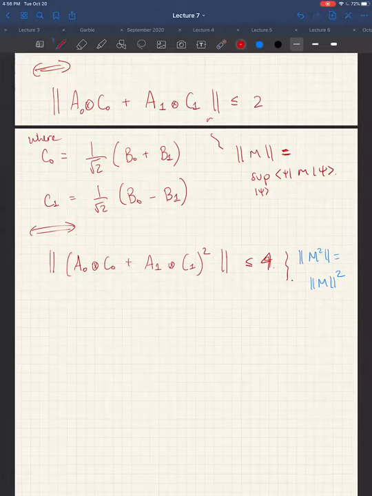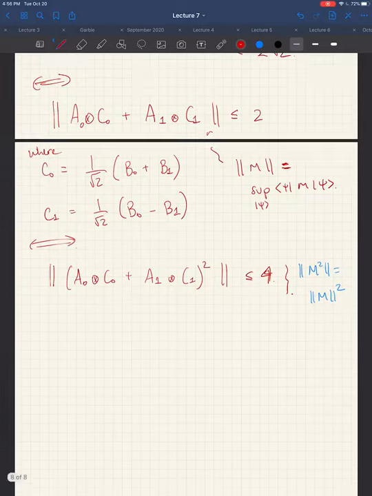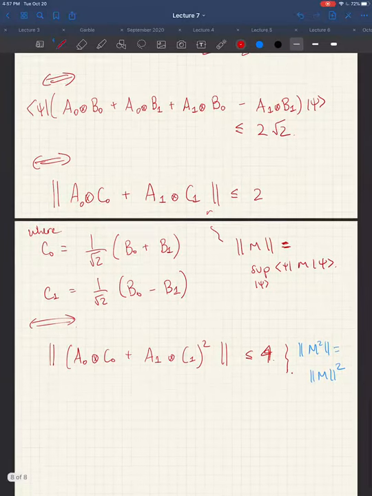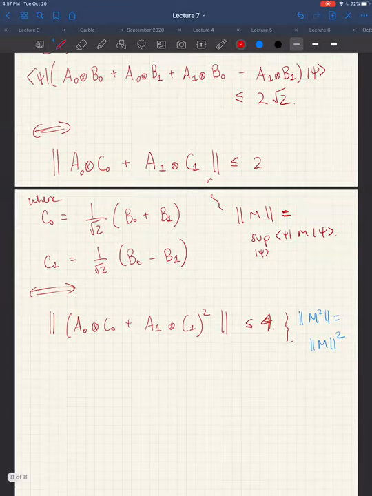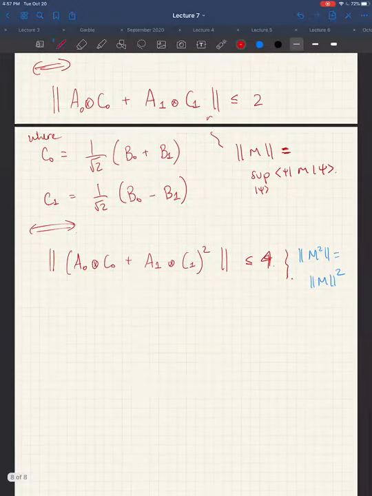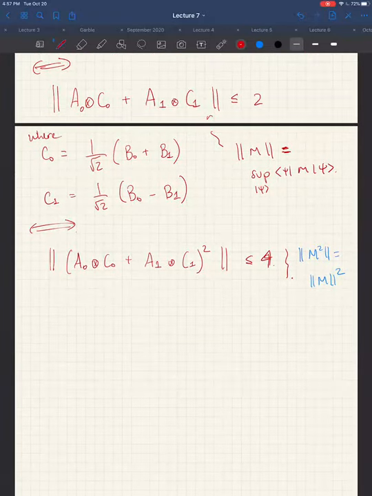Wait, why do we have 2 there? Before we had 2 square root of 2, where did this go? Oh, okay, you divided by it in the C's. Yes, yep. So the square root 2 moved into the C's. The reason why we're squaring this is because when we expand it out, we're going to get some nice cancellations. So let's start opening things up.